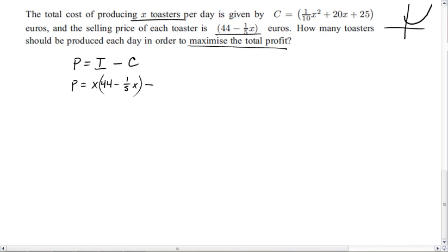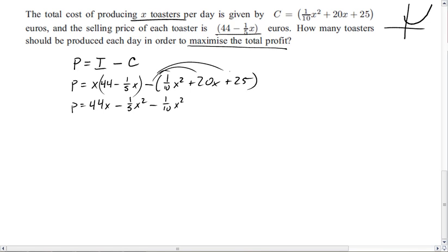Then we're going to subtract the total cost, which is 1/10 x squared plus 20x plus 25. Now I'm going to simplify both of these a little bit. So I'm going to have 44x minus 1/5 x squared. I'm going to distribute that negative to everything. I'm going to be really careful with this because I would hate to make a silly, embarrassing mistake. Minus 20x. So here we go, let's combine the like terms. 1/5 is the same thing as 2/10, so negative 2/10 and negative 1/10 gives me negative 3/10 x squared. I've got a 44x and a minus 20x, so that gives me plus 24x, and then a minus 25 at the end.